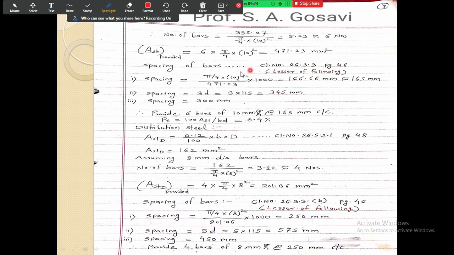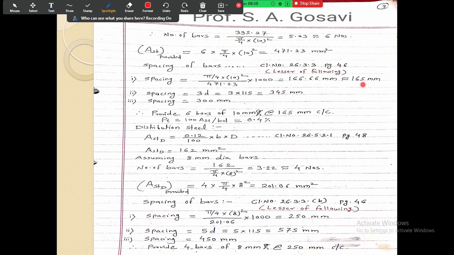Okay. Then the spacing of bars. How do we provide the spacing of the bars for main steel? It is as per clause number 26.3.3, page number 46. So the lesser of the following three. The lesser quantity from these three we need to provide. So spacing is equal to area of single bar divided by total AST into 1000. So this is the spacing. We have rounded the spacing to 165.